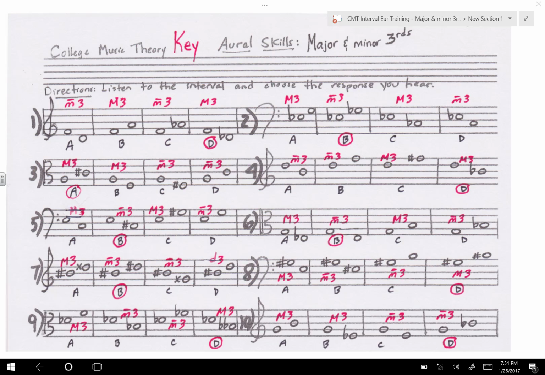Let's listen to all 4 of these back to back, from 8A all the way through D. Here we go. Let's move on to number 9.